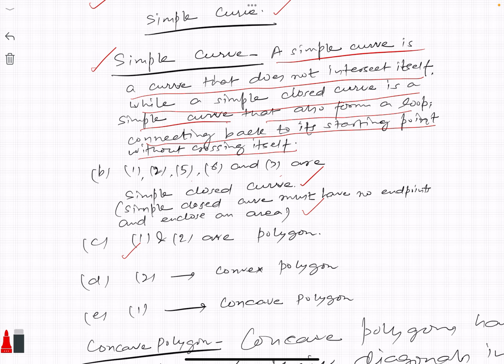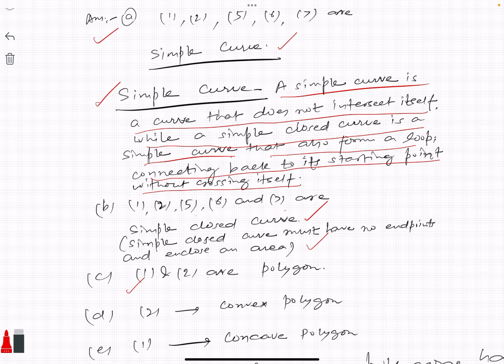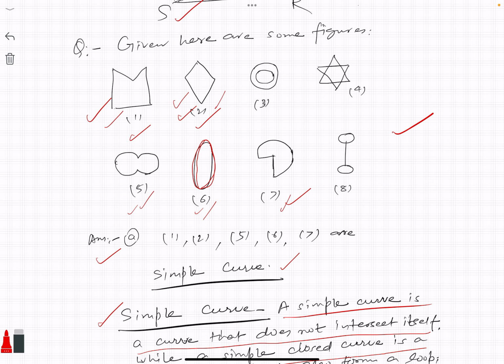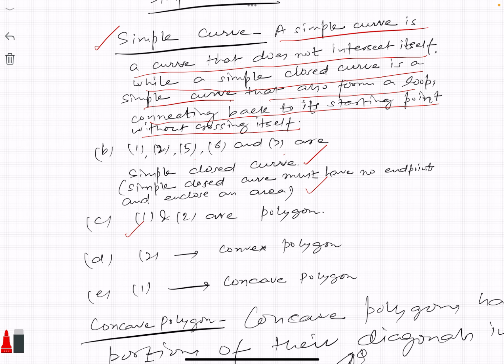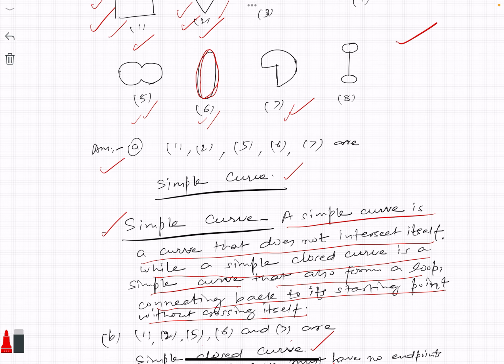Next, 1 and 2 are polygons. Here in the figure, these are polygons. Figure 2 is an example of a convex polygon. Figure 1 is a concave polygon. Okay.